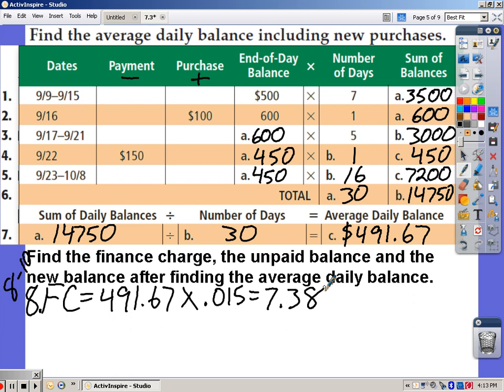Okay, number 9. Number 9 simply asks for our unpaid balance. Okay, my unpaid balance again is the end of the day balance, $450.